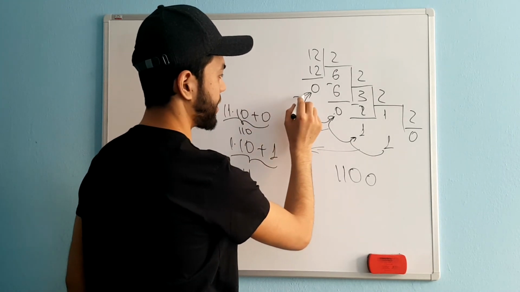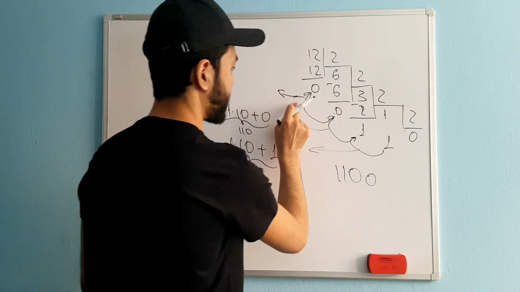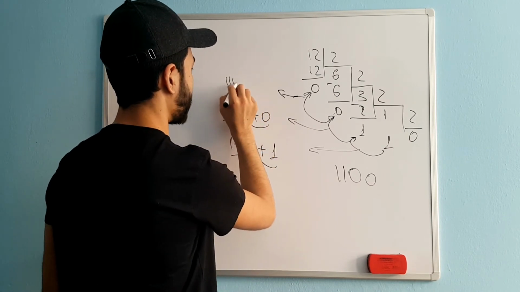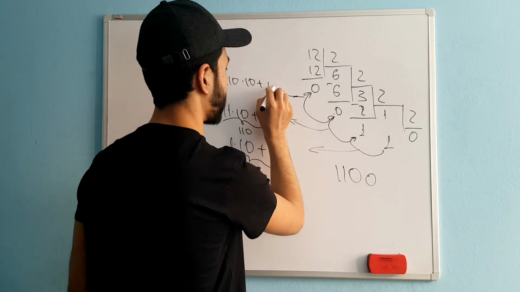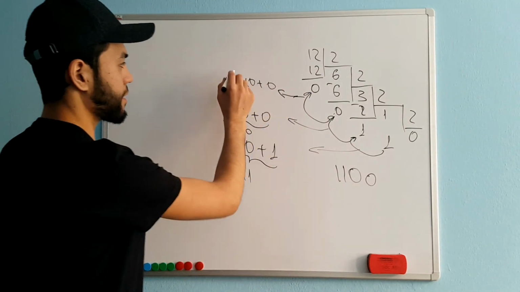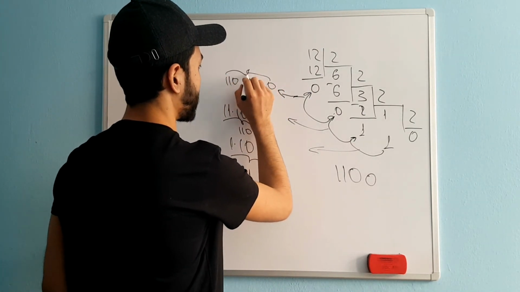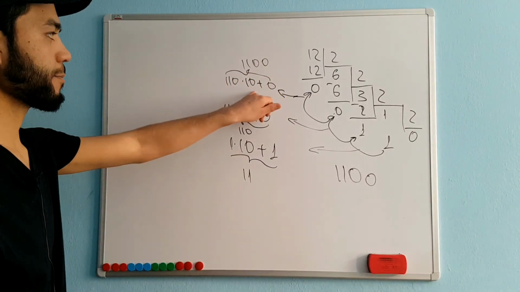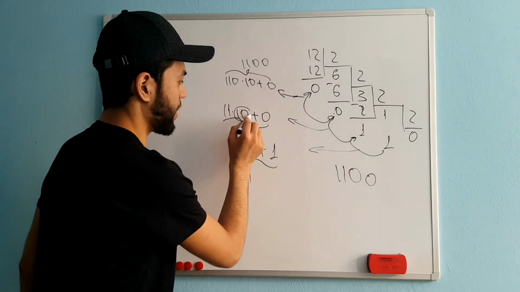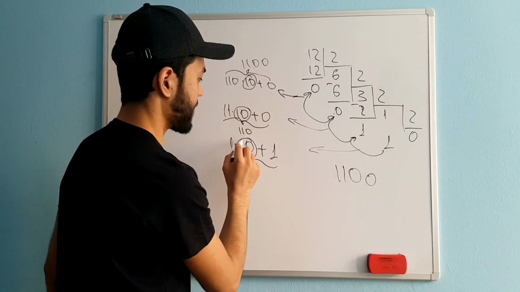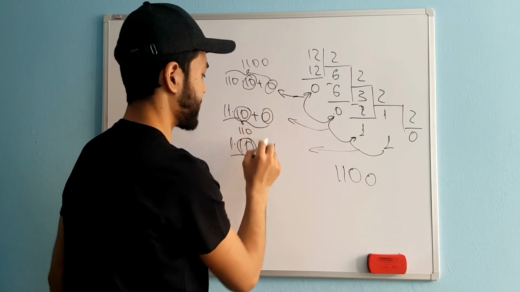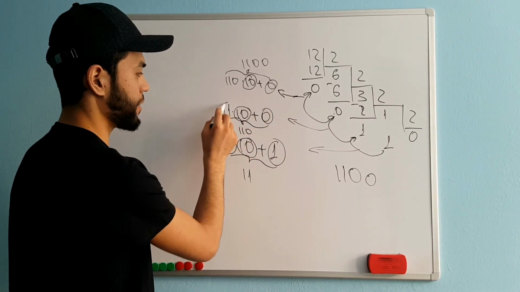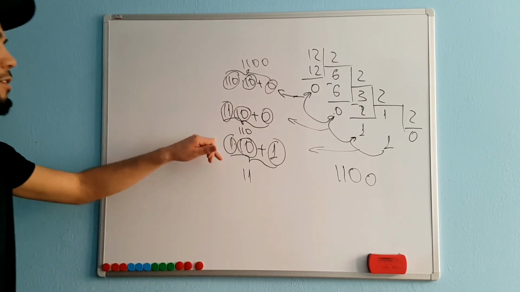Whenever I came here, I will just multiply 1 by 10 plus the remainders. And from this, our result, which is 1100. If you look here, every time I'm multiplying by 10, and every time I'm adding the remainders. This will be our function.